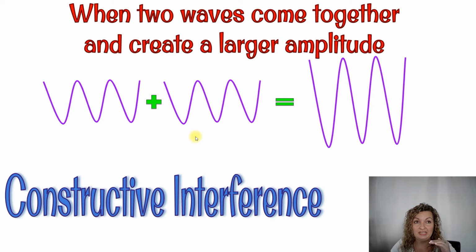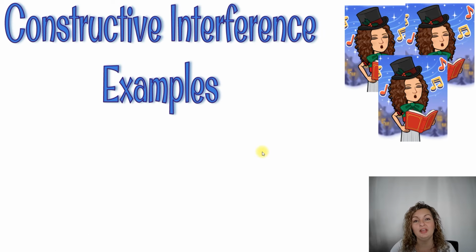Essentially, making our amplitudes much longer. So if we're talking sound waves, we just got much louder, right? So here are some examples in real life. A chorus singing in harmony, right? When they sing at the same time, you'll have those crests and crests match up and make a bigger amplitude. Therefore, all of their vocals sound much louder, right?